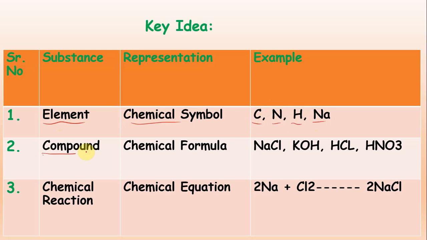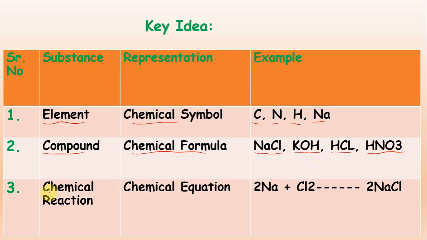Then the second one is compound. It is represented by the chemical formula. The chemical formula is the short form of the compound, like sodium chloride NaCl, potassium hydroxide KOH, HCl hydrochloric acid, and nitric acid HNO3.